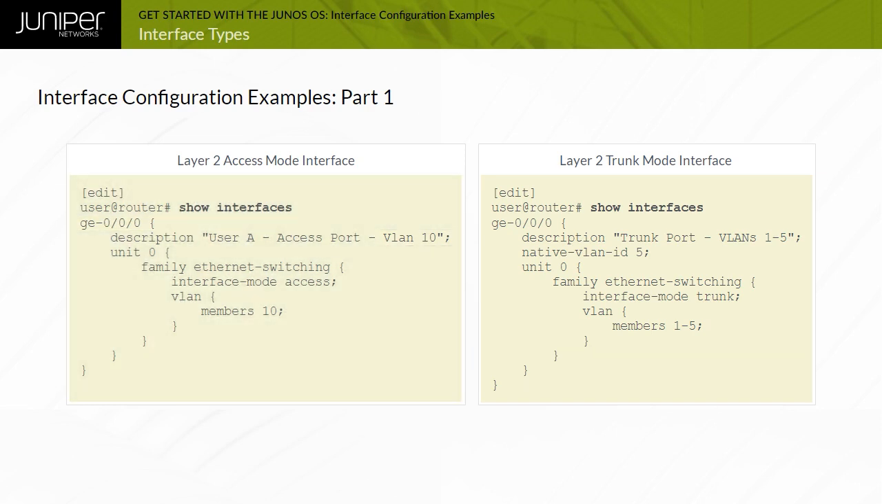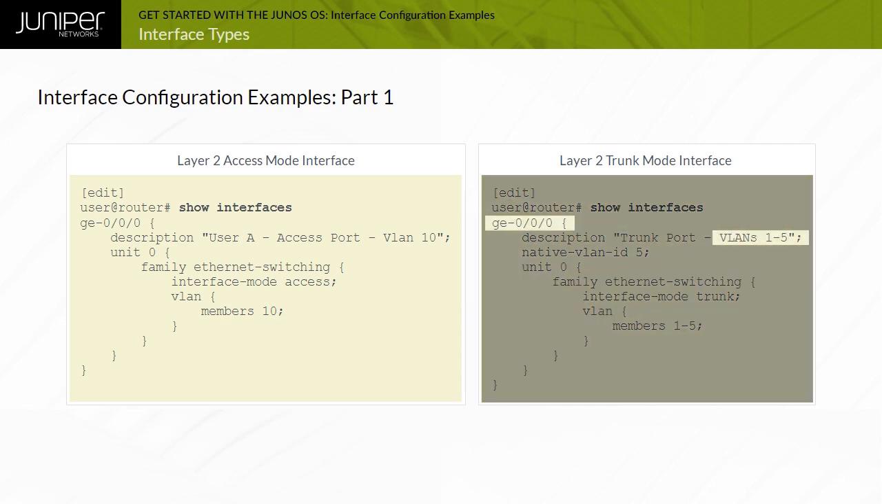The second configuration example shows a Layer 2 Trunk Mode Ethernet interface. Trunk mode interfaces are used when the port is being used as a Layer 2 port, and the port carries traffic belonging to multiple VLANs. In this example, the GE0/0/0 interface handles traffic for multiple VLANs, multiplexing the traffic for all configured VLANs over the same physical connection, and separating the traffic by tagging it with the appropriate VLAN ID.